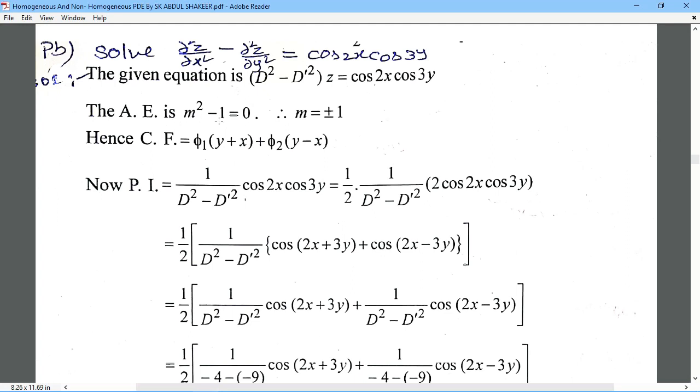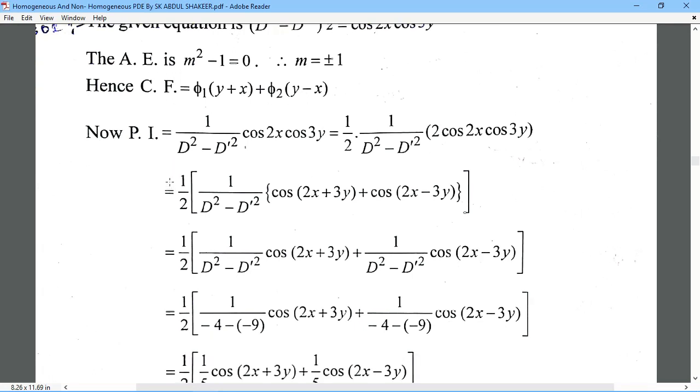Now the auxiliary equation is obtained by replacing capital D equal to m and d dash equal to 1. So thus we will have m square minus 1 equal to 0. The roots are plus or minus 1, that is distinct roots. So CF is phi 1 of y plus m1x plus phi 2 of y plus m2x. m1 is 1 here, m2 is minus 1. So CF is very easy to find.